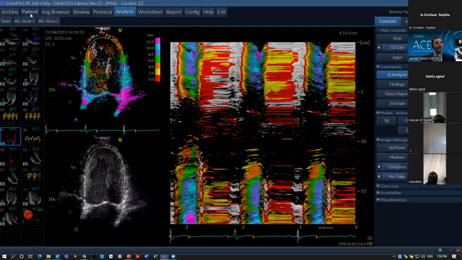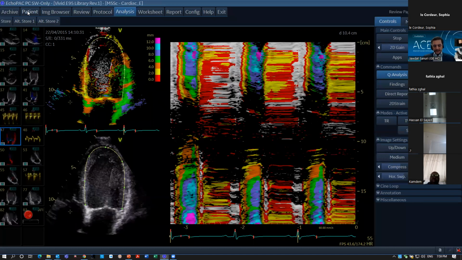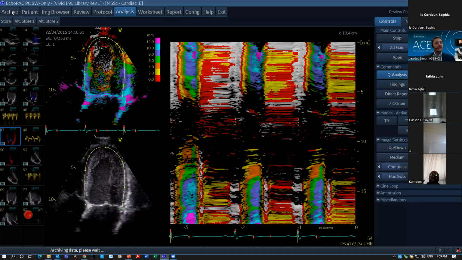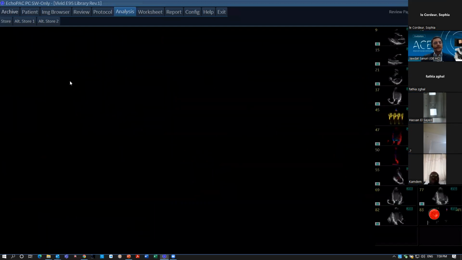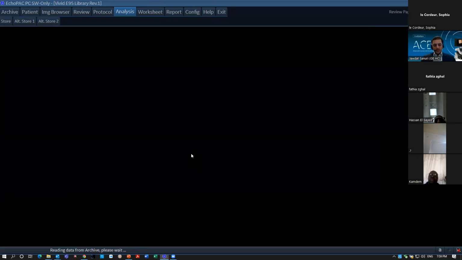Anyway, so here we'll go to the next patient, and I will show you the same things with triplane tissue velocity imaging. And we'll be able to see the TSI for triplane as well.